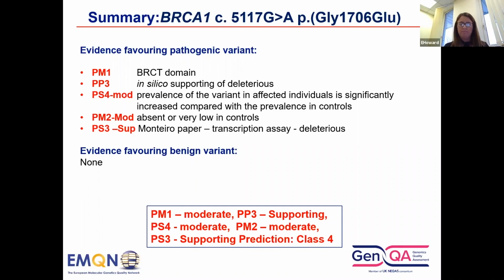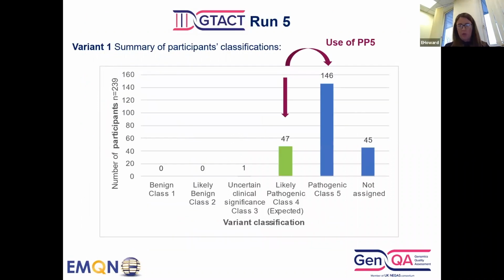Next slide, please. And therefore, this is the summary of the participant classifications, and you can see the majority went for a class 5, and like I said, I can understand that. Looking at the breakdown, it's likely that some people have used it as a PS3 in the strong setting, which then would bump that classification up to a 5, but people have also used PP5 not only in supporting, but some moderate and some very strong, and I would disagree with the use of PP5 in a very strong criteria.